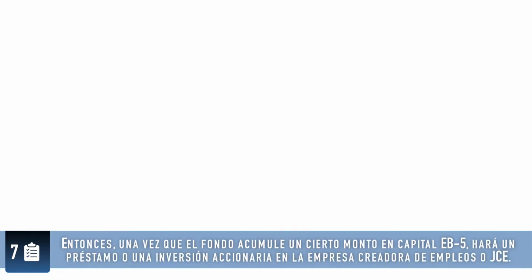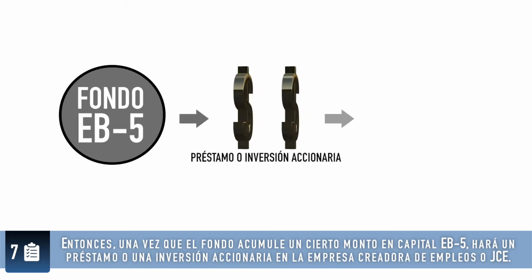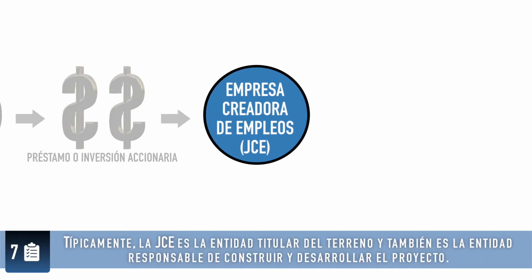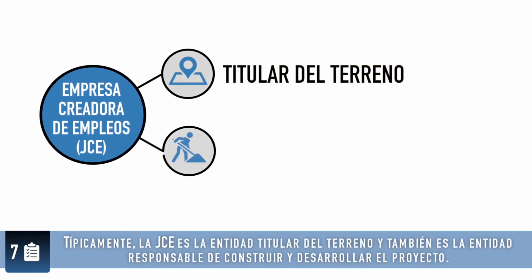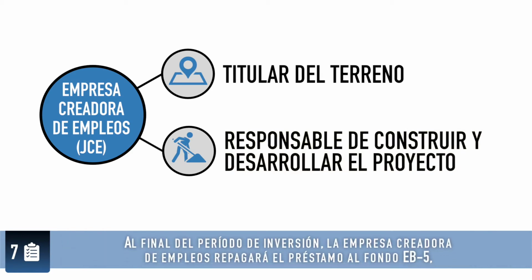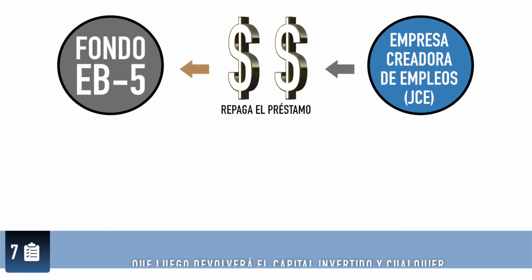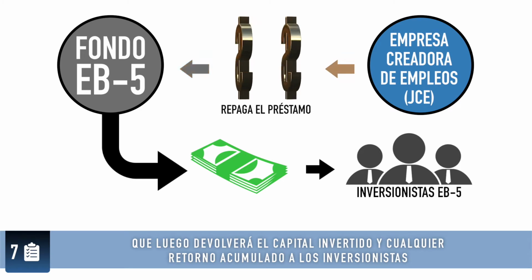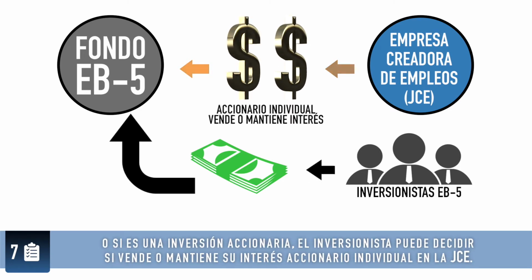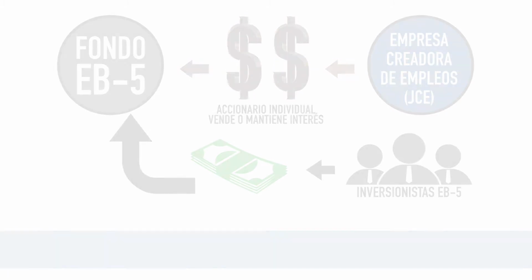Then once the EB-5 fund accumulates a certain amount of EB-5 capital, it makes a loan or equity investment into the Job Creating Enterprise, or JCE. The JCE is typically the entity that owns the land and is also the entity responsible for the construction and development of the project. At the end of the investment period, the Job Creating Enterprise repays the loan to the EB-5 fund, which then returns the investment capital and any accumulated returns to investors. Or, if an equity investment, the investors can choose to sell or retain their individual stake in the JCE.